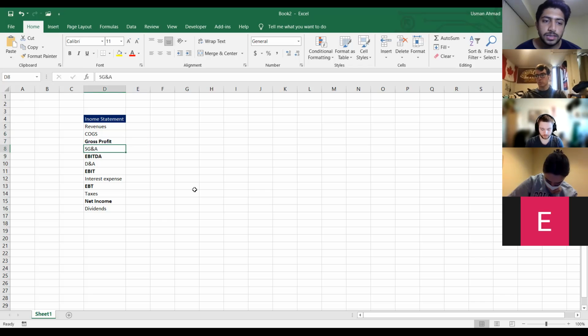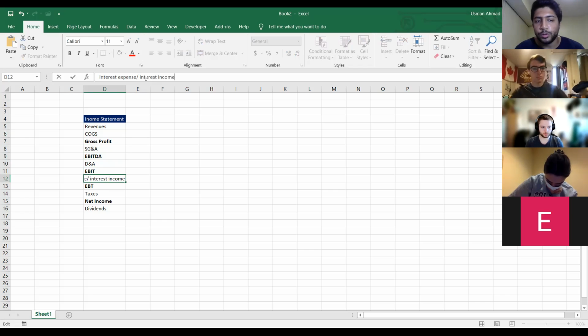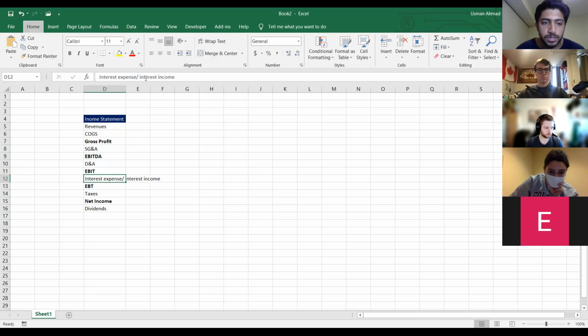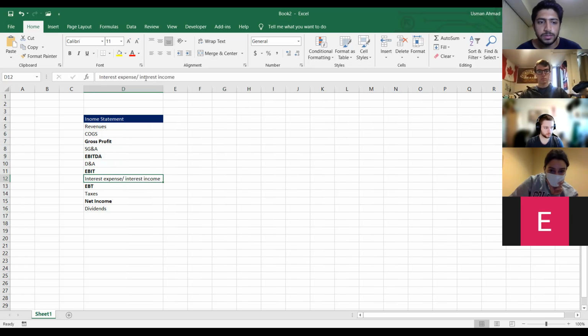There could be one slight difference here. There could also be interest income. So if you have given some loan to some other company and they pay you some interest, that could also come here. So that'll be added and not subtracted. But usually it's just the interest expense. And everything else is deducted.